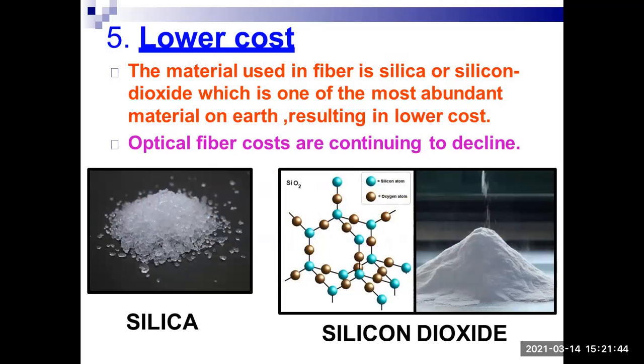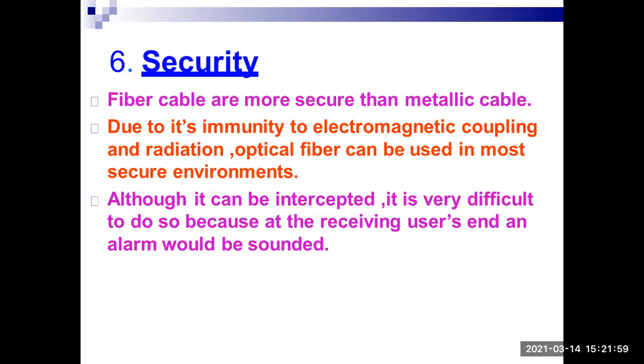So you can just see we just use silicon dioxide to make this optical fiber, and this silicon dioxide is the most abundant material found on the surface of the earth. That is the reason that we say it is lower cost, right? And when we go for security, fiber optic cables are more secure than the metallic cable. So why are we discussing this particular phenomenon?